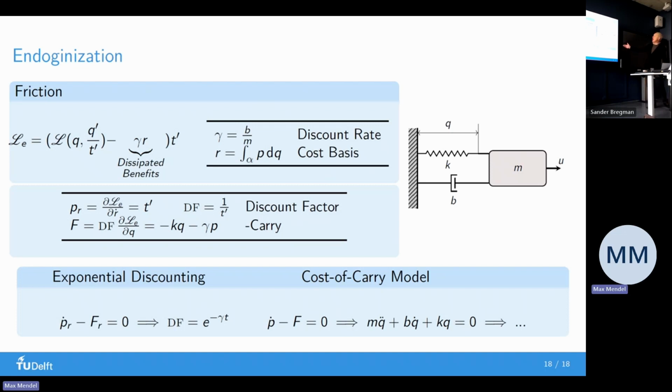So this is kind of a nice point to stop because what did I do here? I was able to get something that normally is done with a Rayleigh dissipation function right endogenously into a Lagrangian. And it was pretty effortless.